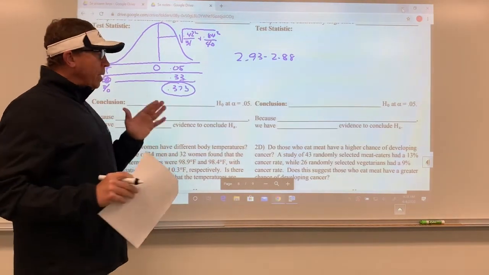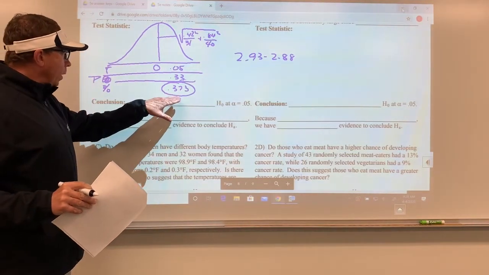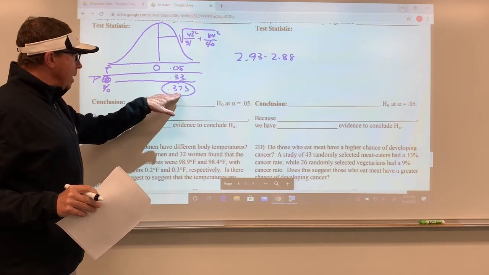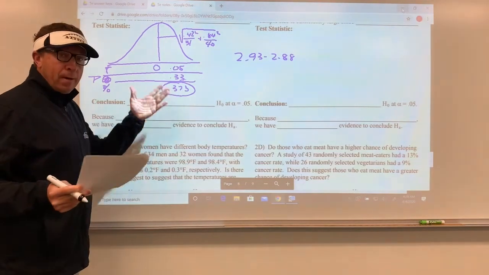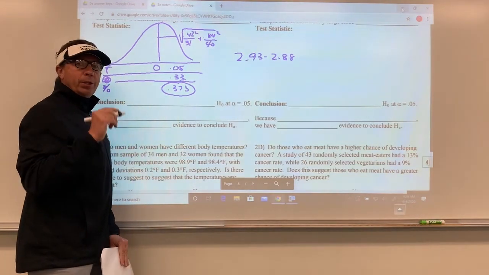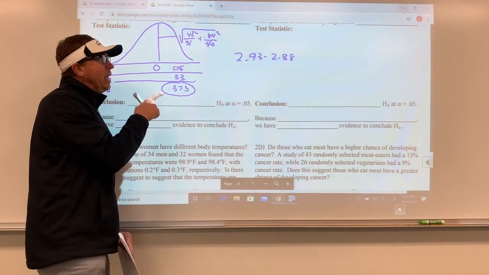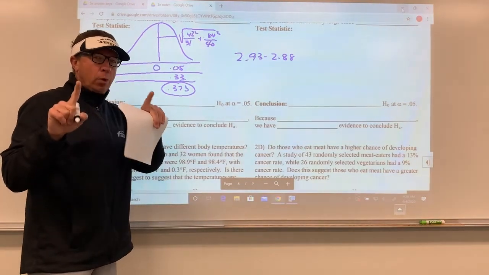Now, let me go through some sentence frames here with you, okay? Real quick. What does this p-value mean? What's the p-value mean? There's a 37.3% chance that we would get data this extreme even if the two groups were equal.